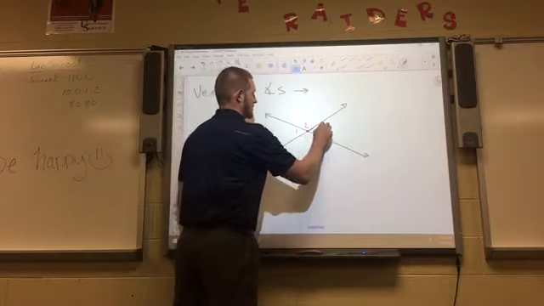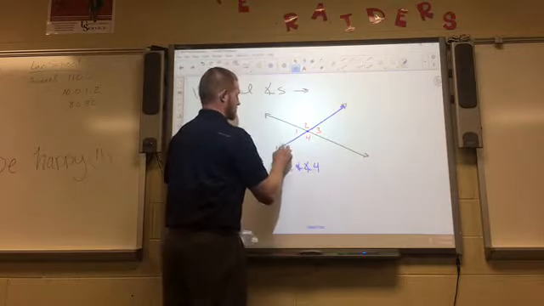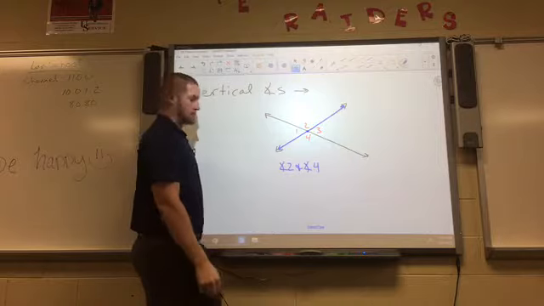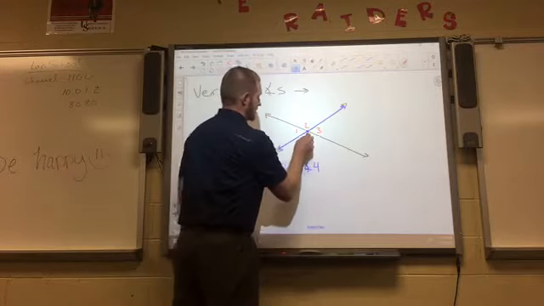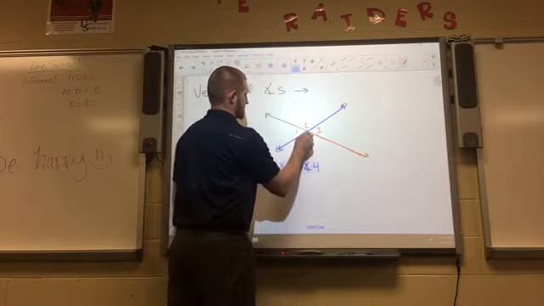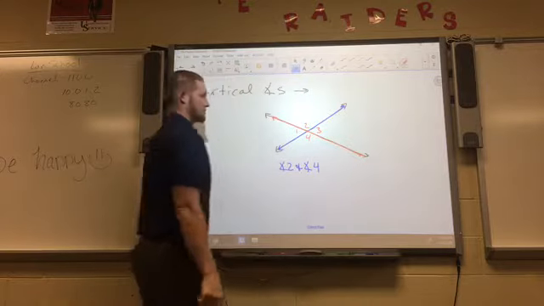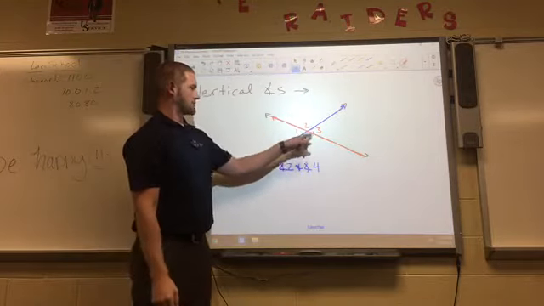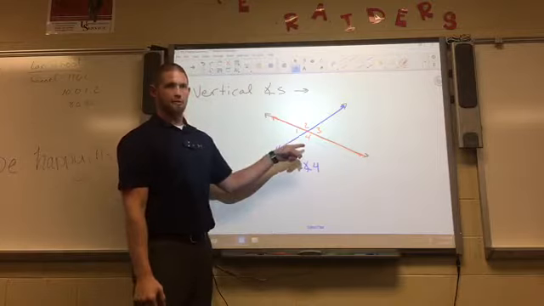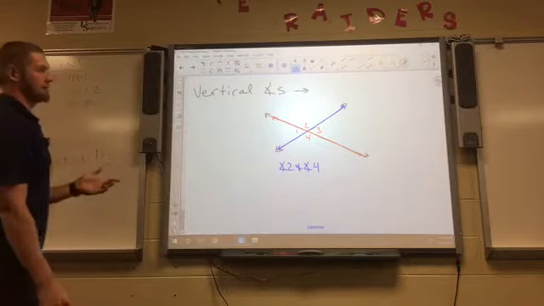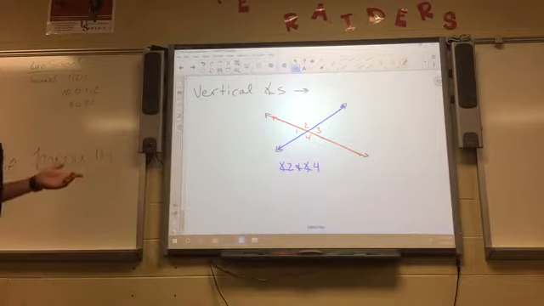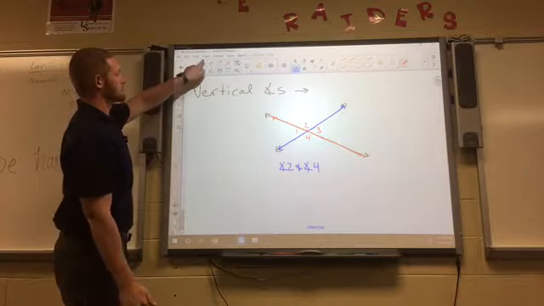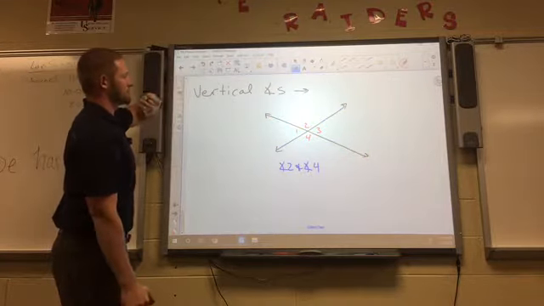Well, there's one pair of opposite rays, right? Here's another pair of opposite rays. Okay, 2 and 4 just formed two pairs of opposite rays. If you want to think about it like that, that's fine. I don't care how you think about it as long as you understand. Okay, I'm going to erase that.